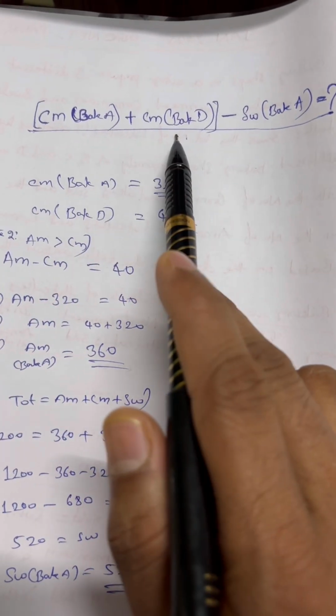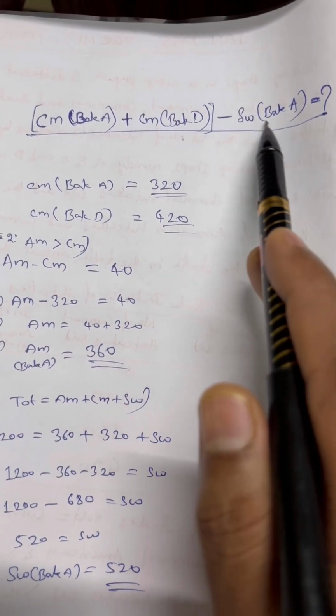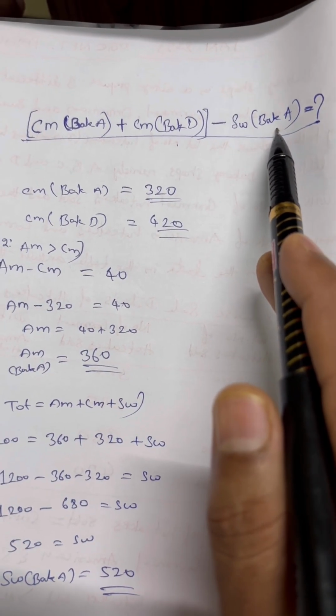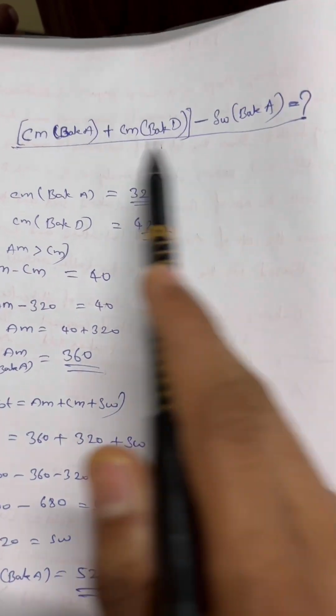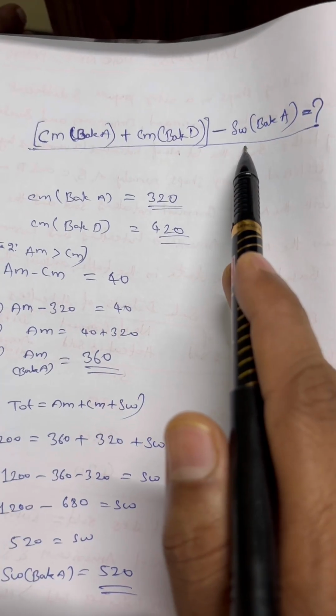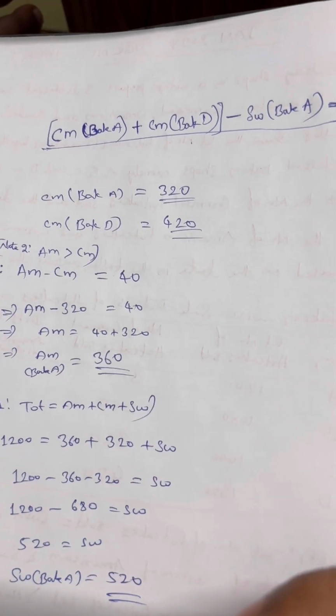Difference between these two together and Swedish of bakery A. That means minus Swedish of bakery A, Swedish hotcakes of bakery A. So this is what they are asking. Now this one is important. What they are asking is important for you. First important: without knowing this, we cannot do all this solving solution.